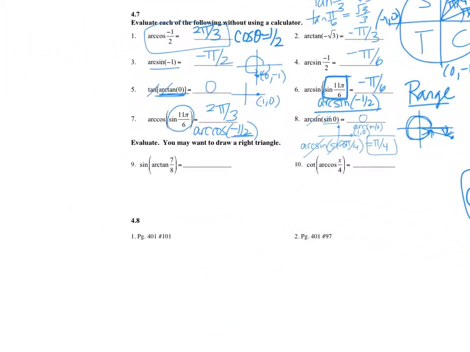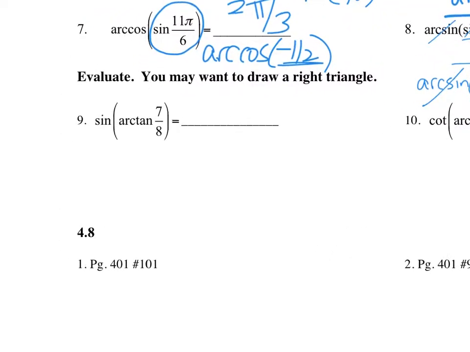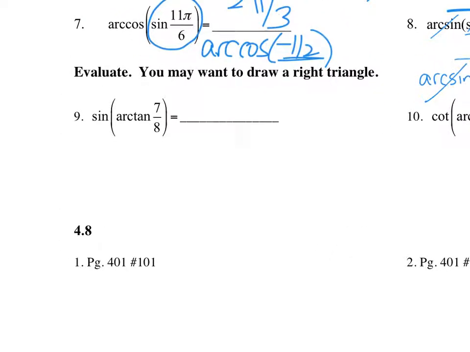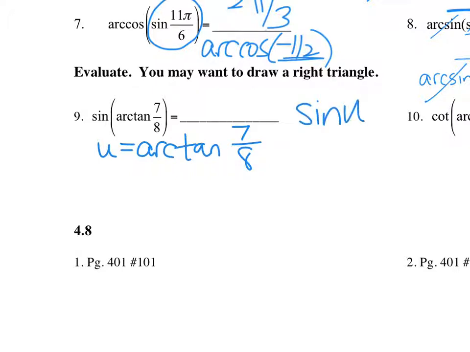Okay. Now the next one, you may want to draw a right triangle. Great, I think I will. Okay, so for these, what I do is I let u equal arctan of 7 over 8. So really, I want to find the sine of u. Okay? So let's go ahead and get rid of this arctan. We can get rid of the arctan by doing what? You want to tan both sides, okay? So we're going to tan this side, flip, and tan the other side.